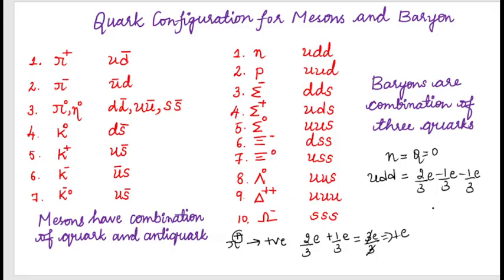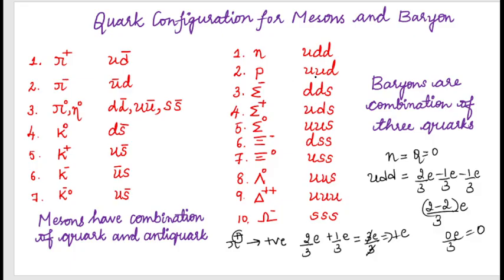So on subtracting, take the LCM of 3. 2 minus 1 minus 1, it is 2 minus 2 times e. So 2 minus 2 is again 0. 0 by 3 times e is 0. Okay, so we got the answer. The charge for a neutron is 0. That is neutral, it is 0. I hope you people understood how it works.